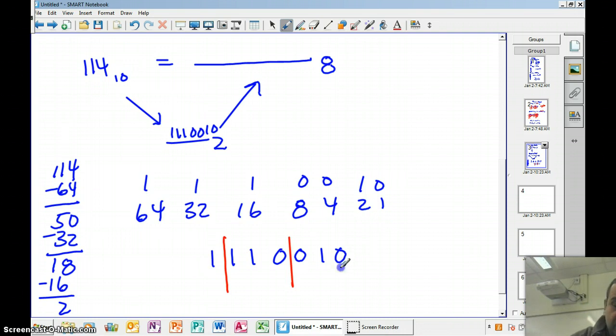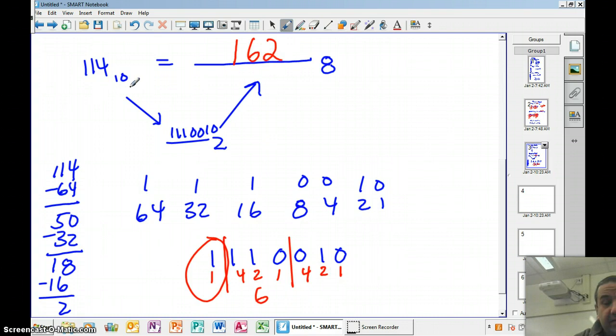I told you the largest digit this could be is 7. So 1, 2, 4. The largest digit would be 111, which is 7. The last group just gets a 1. So now we do each digit separately. This is a 1, so that's a 1. This, when I add up the binary, is a 6. And this is a 2. So 114 in base 10 is 162 in base 8.